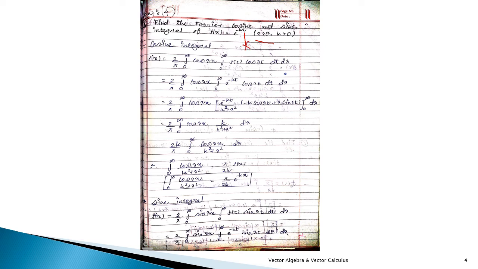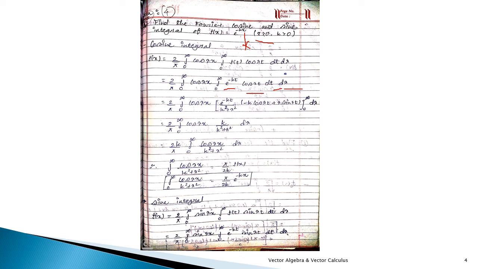So that will be e raised to minus kt cos lambda t as it is, dt d lambda. And now we will integrate with respect to t only, and lambda will be as it is. Before putting values, you have to take the integration of exponential into cos, and you can't apply the uv rule here, because exponential and cos, these both terms are unstoppable.